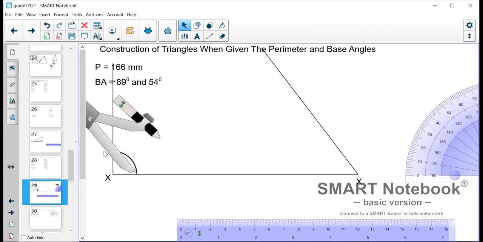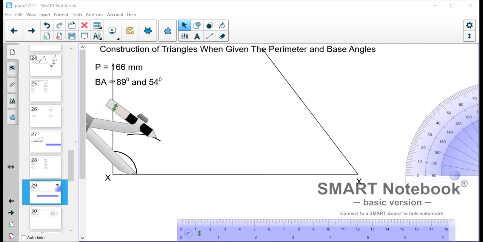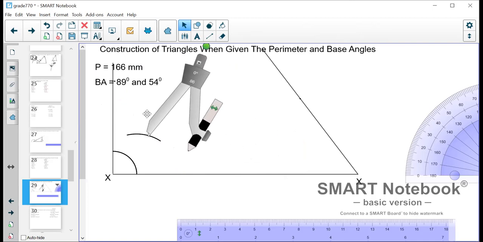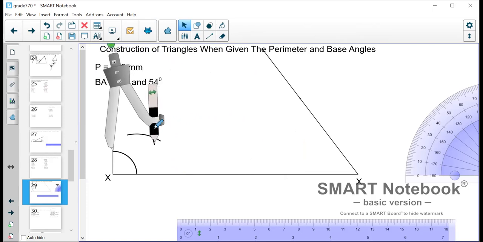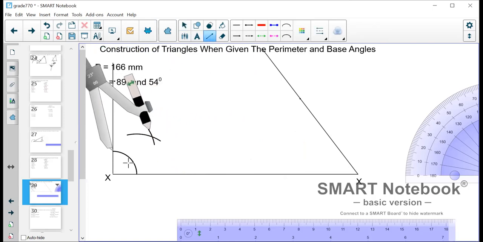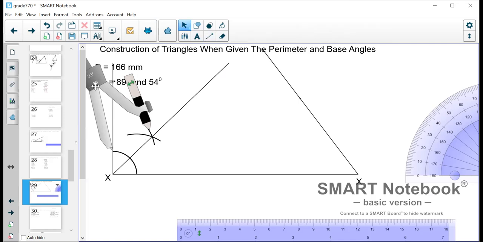Of course, one in the middle here, and the other one will intersect that one. Remember, we're using the same measurement. So what we do here is draw the line through the intersection, and that will give us the bisector of the 89 degree angle, as you can remember.